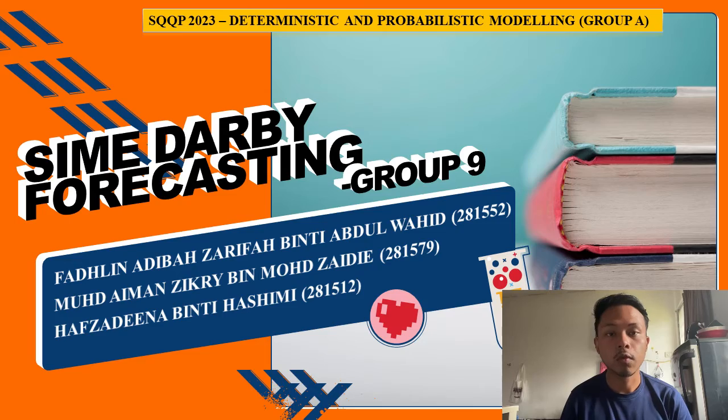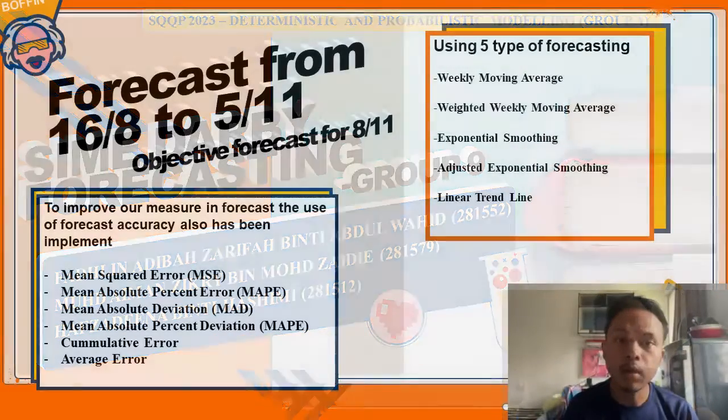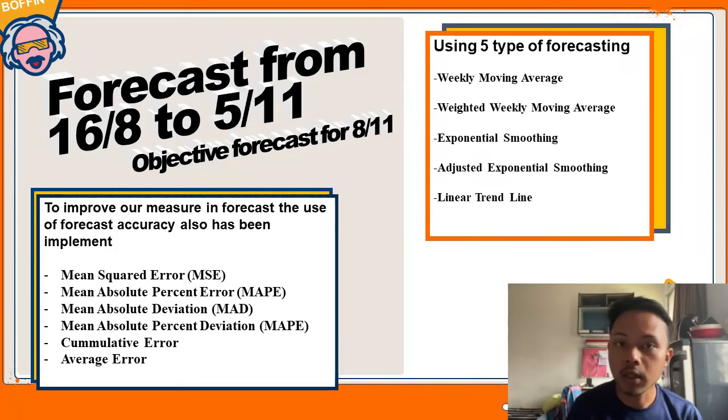We will do a forecasting on the chosen company that we have chosen. From the assignment given, we need to do a forecast on the company that we have chosen from 16 August until 5 November 2021, and the main objective is we need to forecast on 8 November 2021.